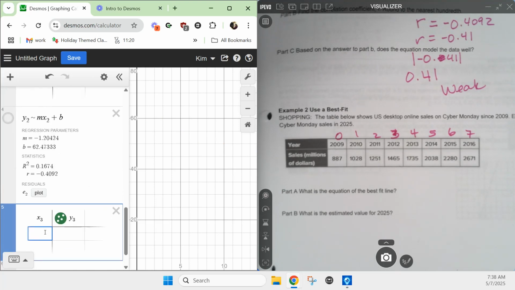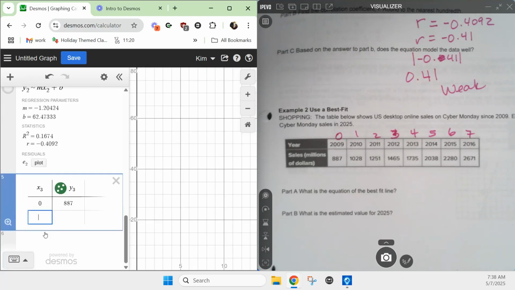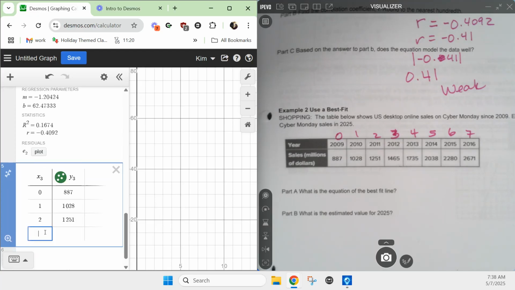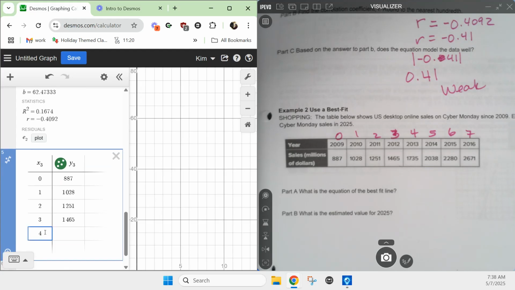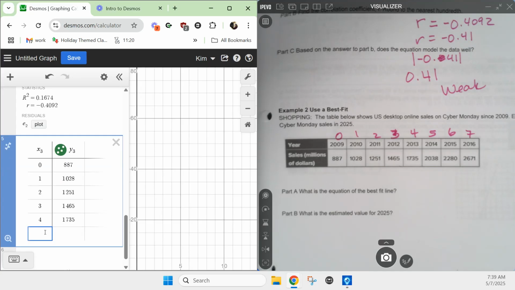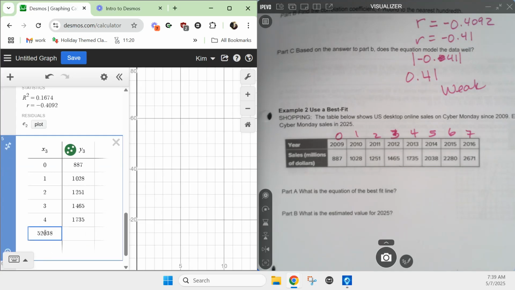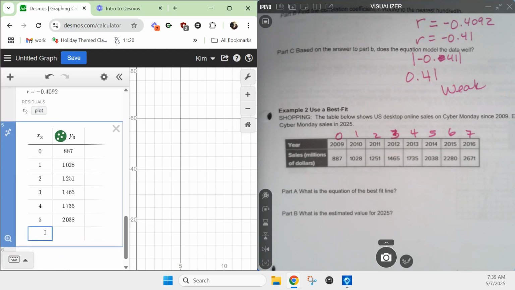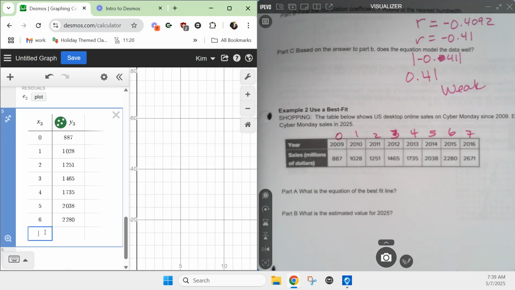And we're going to put 0, 887, 1, 1028, 2, 1251, 3, 1465, 4, 1735, 5, 2038, 6, 2280, and 7, 2671. Okay, can't see anything.